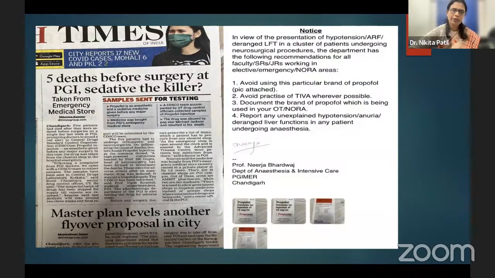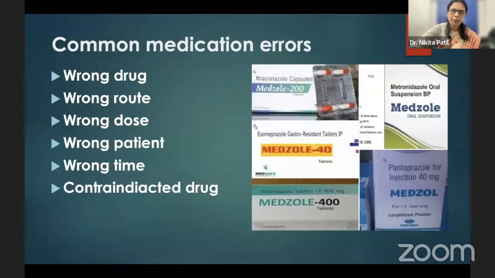Recently, we all have heard about this case where, five days before surgery, in PGI an incident occurred because of a suspected drug, here the propofol. Because it was from a common drugstore, this has come into the picture. Now, so many errors are occurring here every time. So what are the actual drug errors?